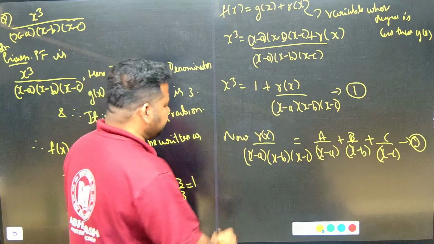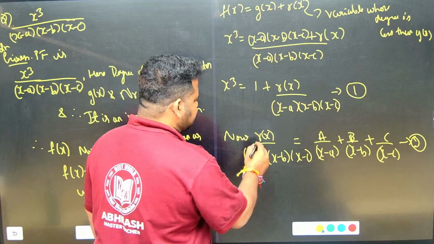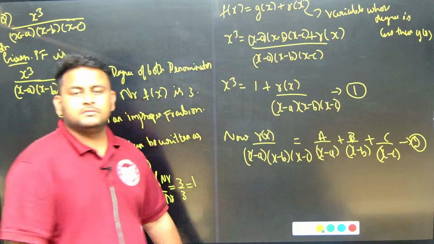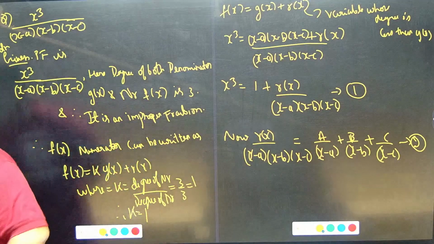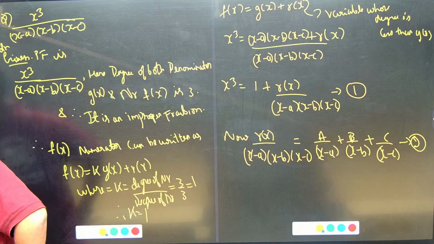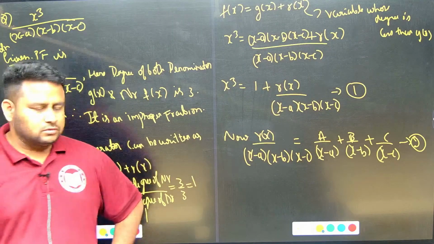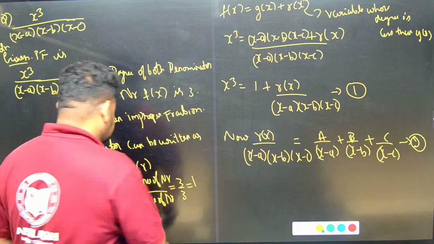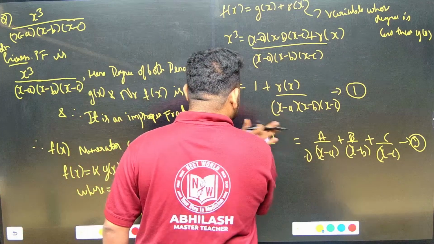Now take the LCM, and we will get r of x. If you take the LCM, we will get it as what? Or we will take it together instead of taking it like this.